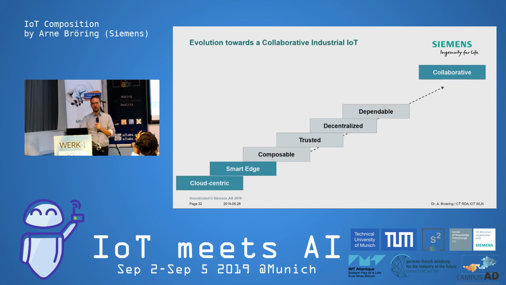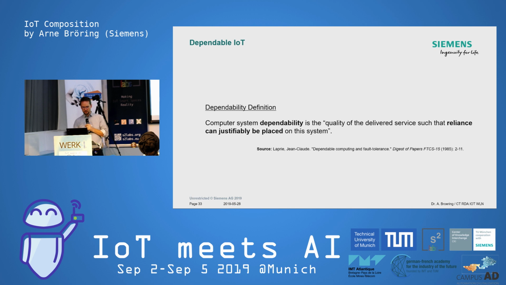Okay, the last building block, I think, in this path that I wanted to sketch out to you towards collaborative IoT is dependable IoT. Dependability plays a huge role. What is dependability? Well, here's a definition. It's a quality of a delivered service so that reliance can be justifiably placed on the system. So it has to do with reliability, obviously.